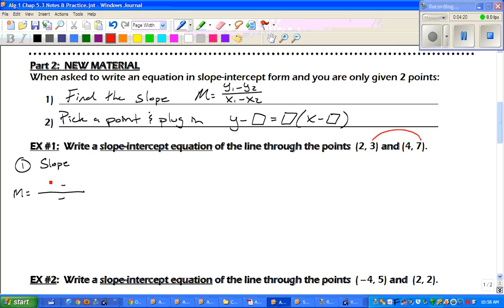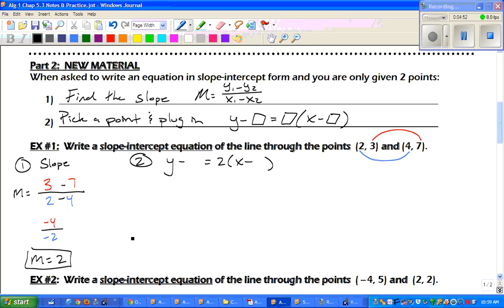Remember that y's go on the top, 3 and 7, and the x's go on the bottom, 2 and 4. All right, so 3 minus 7 is negative 4. 2 minus 4 is negative 2, which means our slope is 2. Okay, now we're going to plug into the equation. Our slope is 2. And you can use any point you want. It doesn't matter. Let's use the first one. Okay, so 3 and 2.